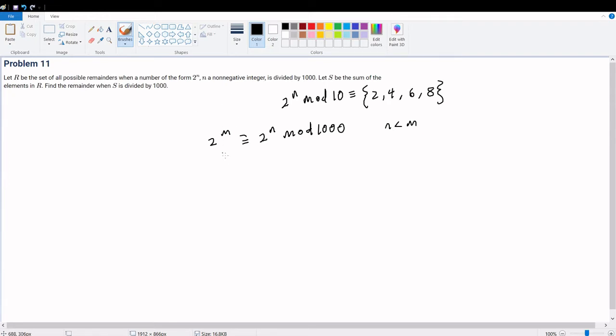Well, that's from Euler's theorem, right? Phi of 1,000 is equal to phi of 8 times phi of 125, which makes it equal to 4 times 100, which is, of course, 400. So we get the idea that powers of anything mod 1,000 move in cycles of 400. So maybe we think that there are 400 distinct remainders, 400 elements in R.